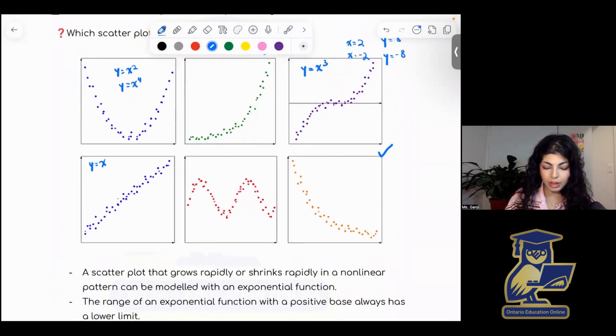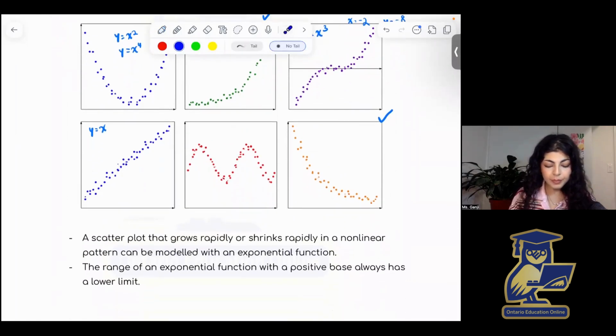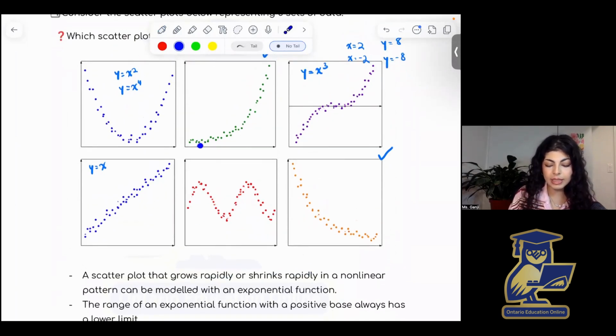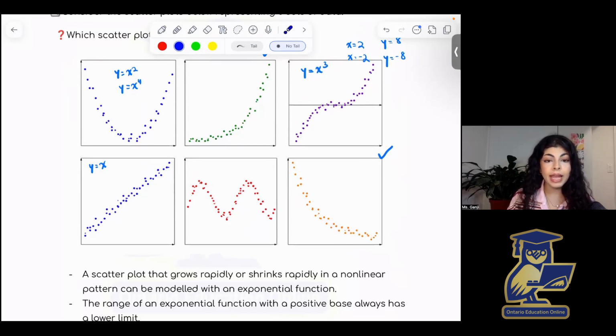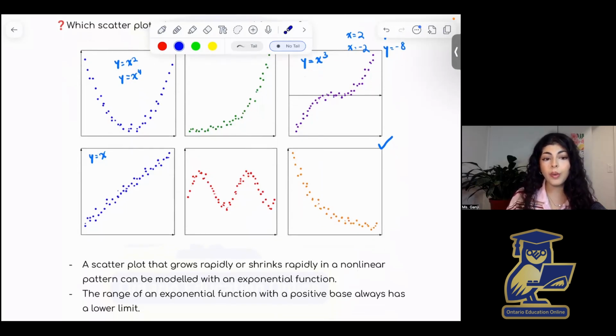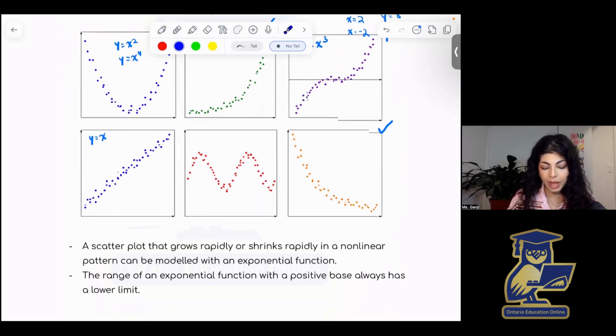Just to summarize that, scatter plots that grow rapidly or shrink rapidly in a non-linear pattern can be modeled using exponential functions. So here we can see that this is exponentially increasing and this is exponentially shrinking, and they are growing in a non-linear way or a non-linear pattern. So these have potential to be the graphs of exponential functions.